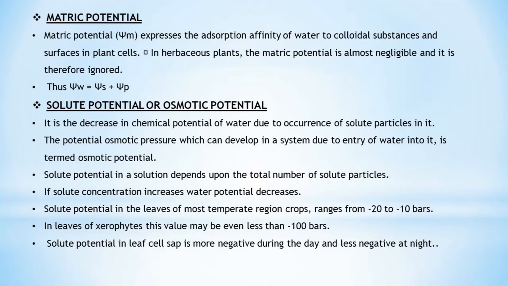It is the decrease in the chemical potential of water due to the presence of solute particles in it. Solute particles can be anything: inorganic components, organic components, salt, sugar, anything. Solute potential is also called osmotic potential or osmotic pressure. Why do we call it osmotic pressure? Initially, I just told you that the water potential for pure water is usually 0.